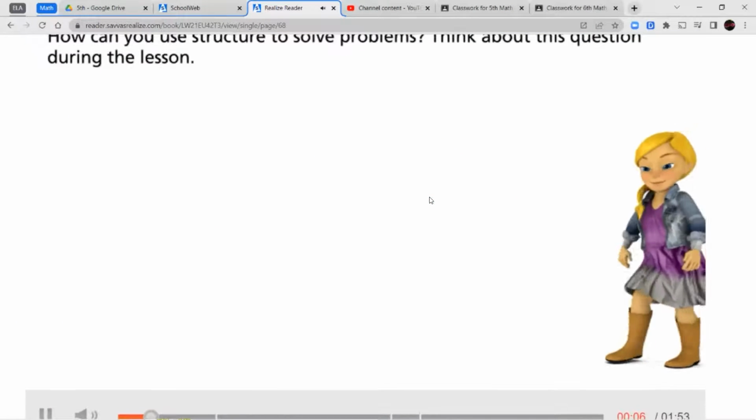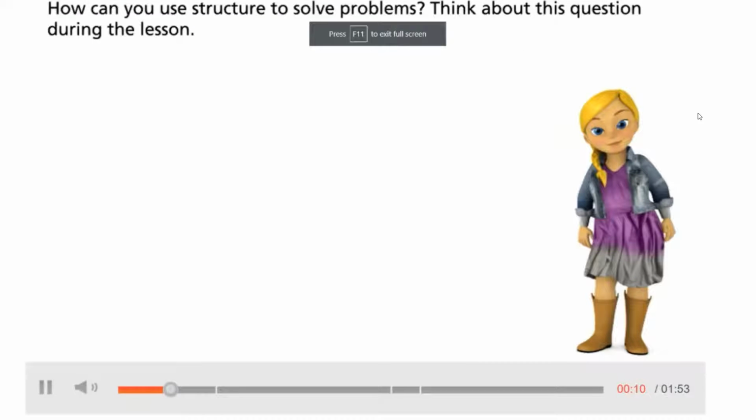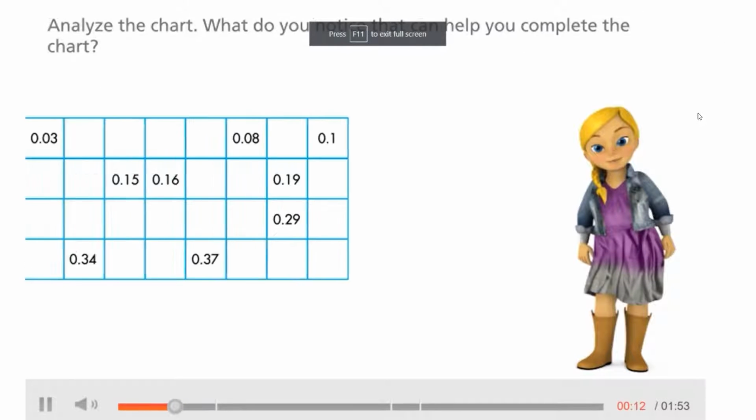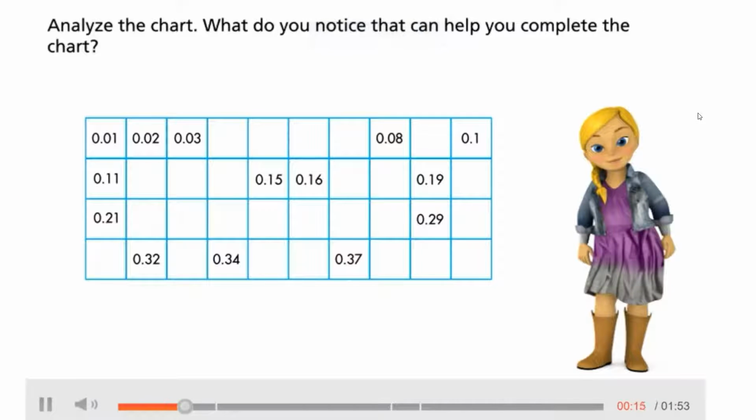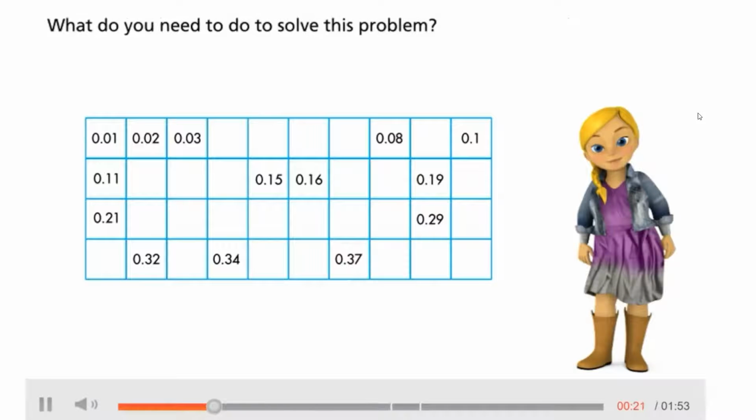How can you use structure to solve problems? Think about this question during the lesson. Analyze the chart. What do you notice that can help you complete the chart? What do you need to do to solve this problem?